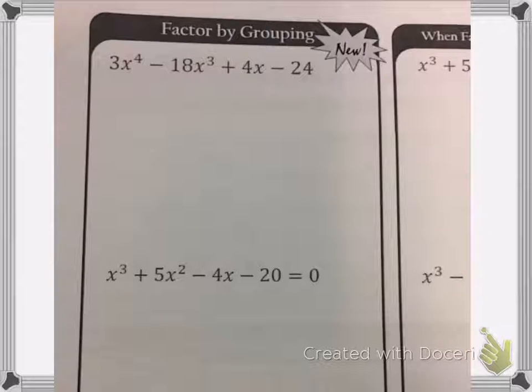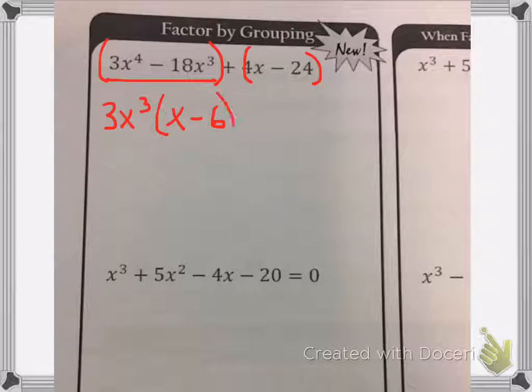All right, this next one right here is a new kind of factoring that you haven't seen yet. It's called factor by grouping. So what we're going to do is factor those first two together and factor those last two together with a GCF. So what do these have in common? They have a 3x cubed in common. So let's factor it out and see what we have left. Here we'll be left with x, and here we'll be left with 6.